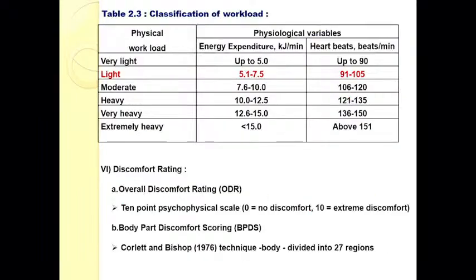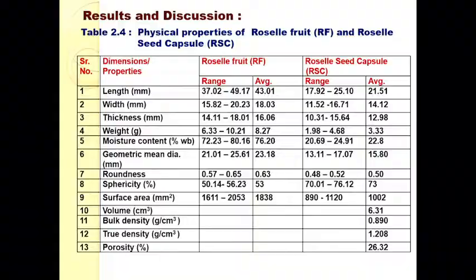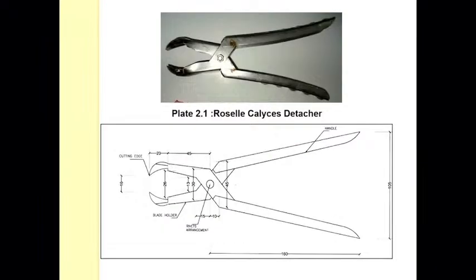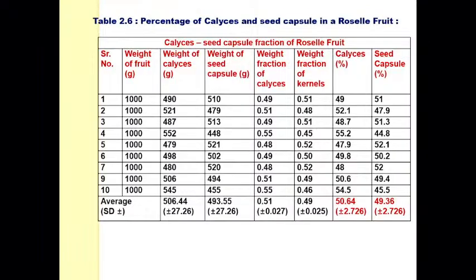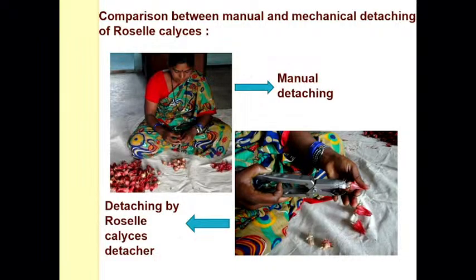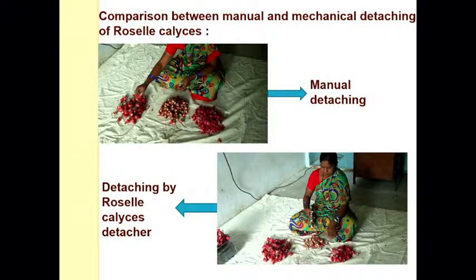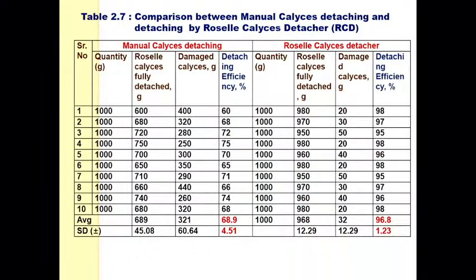And thus with the help of some ergonomic factors, we were able to design this small gadget, and nearly 40 to 100 we have sold to our farmers; we have given them the design and they have sold it. So nearly 50% of calyces and seed capsule is there. This is the manual work, and this is the decortication with the help of the detacher.